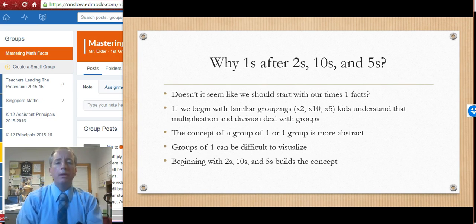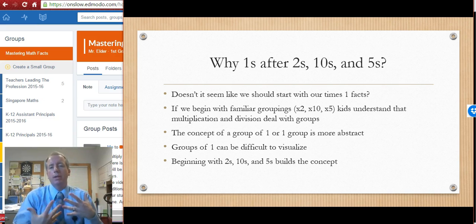So you might be wondering, well, again, why didn't we just do zeros and ones early on? Well, that certainly seems to initially make sense. Like, we should probably begin with 0 and 1. Those are quote-unquote easy. The struggle that we run into with kids, though, is they can remember that 1 times anything is that number. What they lack, though, is this knowledge that what we're talking about is groups of 1 or one group of something.